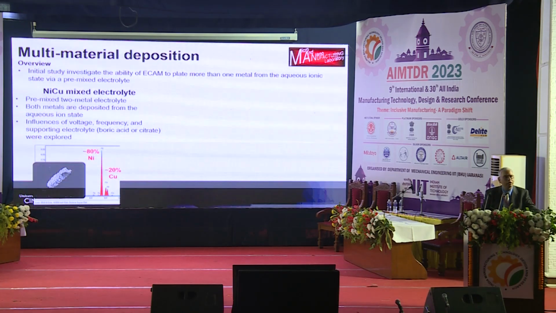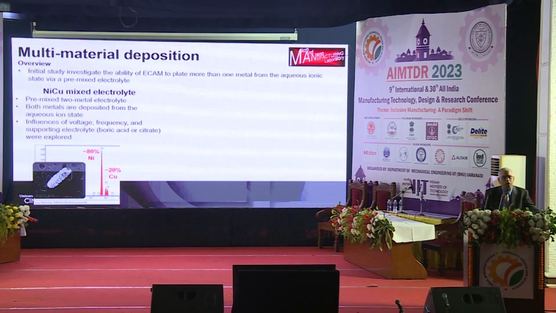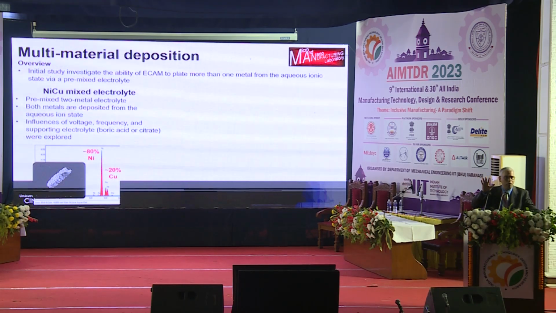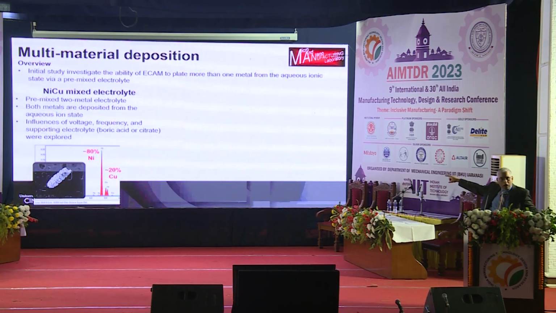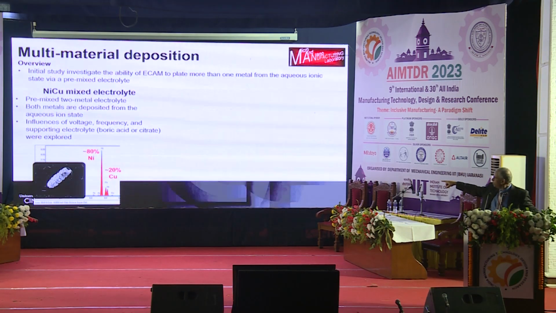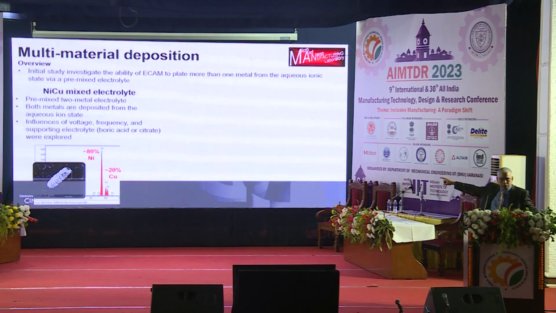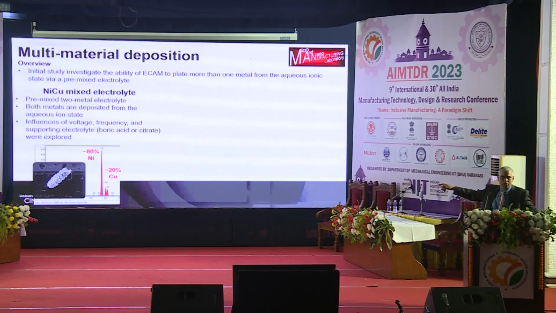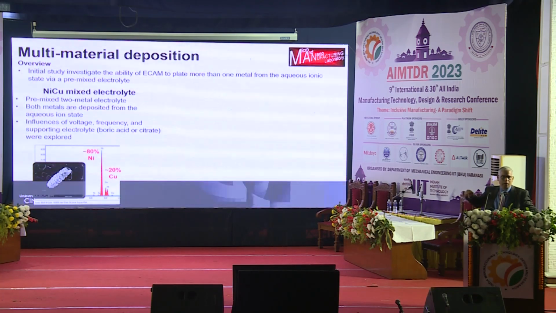Now, if anybody here is familiar with electrochemistry, you will notice that putting nickel and copper in the bath and depositing both is not a great deal. What is a great deal is the composition: nickel is 80%, copper is 20%. If you go and try this normally, you will see it the other way around, because copper is easy to deposit, so it will deposit more than nickel. So how did I get this one?